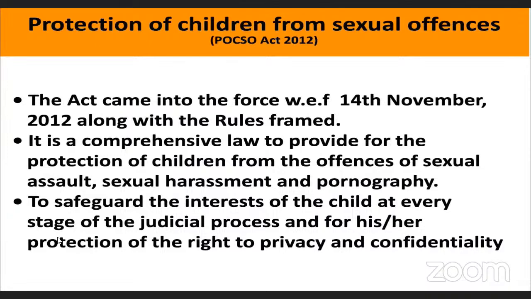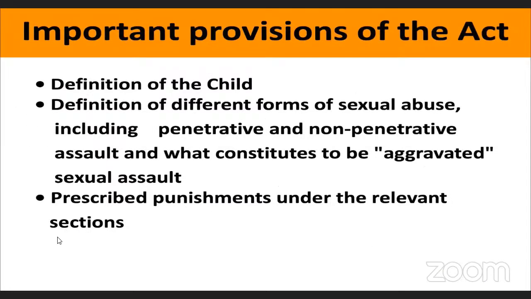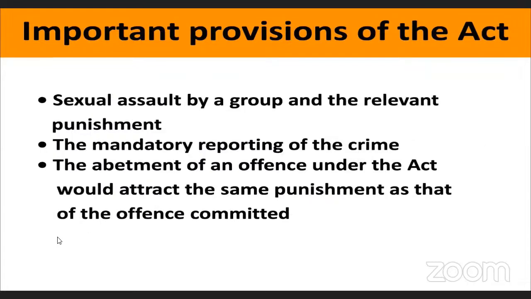It is a comprehensive law to provide protection to children from the offense of sexual assault, sexual harassment, and pornography, to safeguard the interest of the child at every stage of the judicial process for the proper development of the child, in view of his or her right to privacy and confidentiality. The most important provision of the Act is that it gives a definition of the child. It defines different forms of sexual abuse, including penetrative and non-penetrative assault, and what constitutes aggravated sexual assault, the prescribed punishment, and the mandatory reporting of the crime.